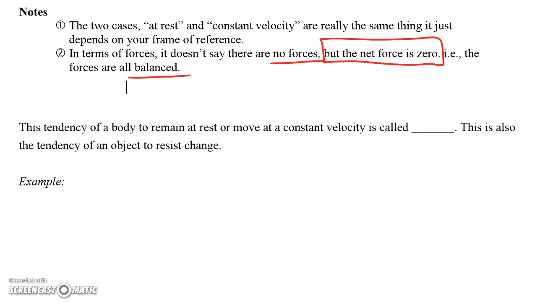And this comes up to another important idea, which is why this law is often connected to the word inertia. The tendency of a body to remain at rest or move at a constant velocity is called inertia. This is how much an object resists its change. The more inertia, the bigger the object usually is.